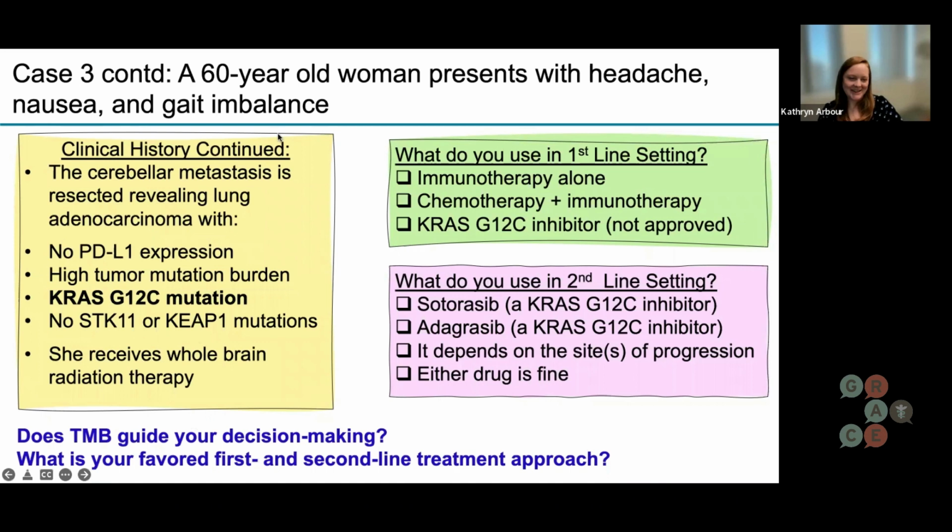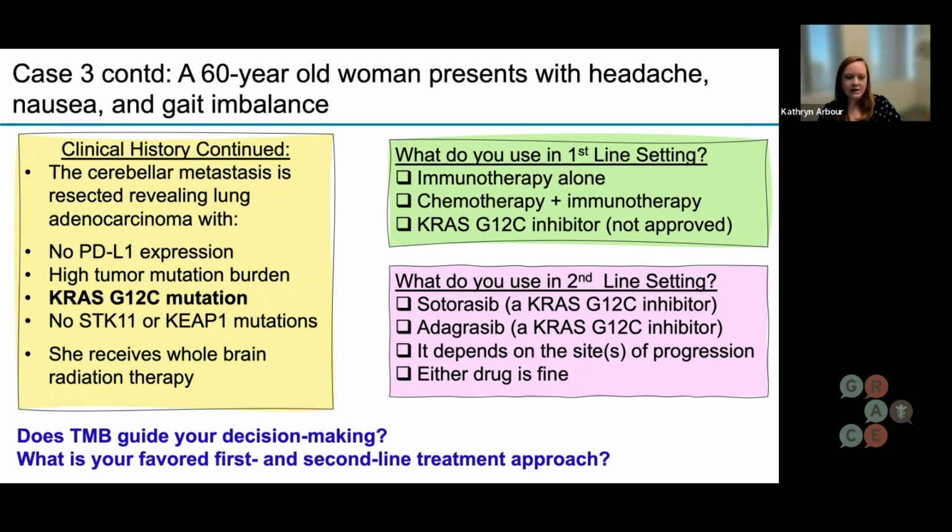Sure, absolutely. Would love to also have Natalie's thoughts on the tumor mutational burden and its effect on her treatment decisions. But KRAS G12C mutations. So KRAS mutations in general are found in about 25% of patients, so a quarter of patients with lung adenocarcinoma. The particular subtype here, the G12C mutation, is the most common subtype of KRAS mutation in lung cancer patients. And overall, it's present in about 12% of patients with lung cancer.